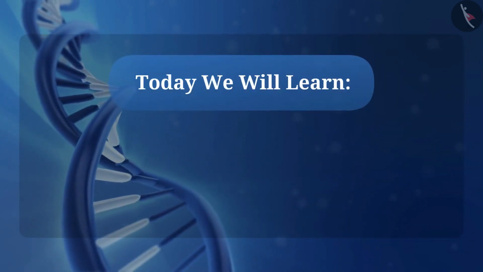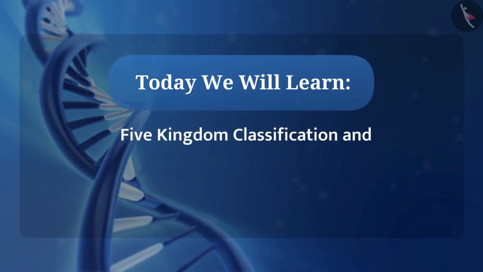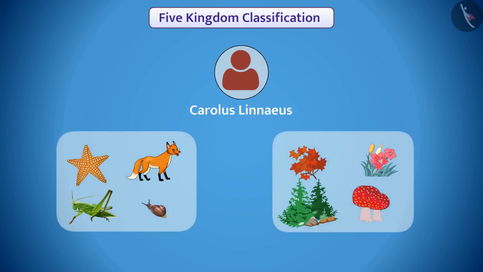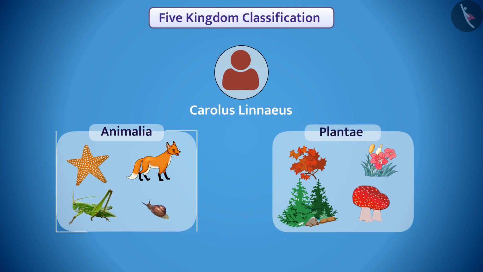Today we will learn 5-kingdom classification and binomial nomenclature. In the beginning, Carolus Linnaeus divided the organisms into 2 kingdoms. One was Animalia and the other was Plantae. This classification was made on the basis of mobility of the organism.